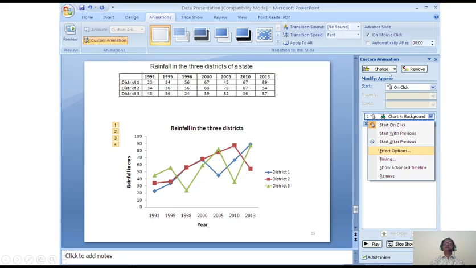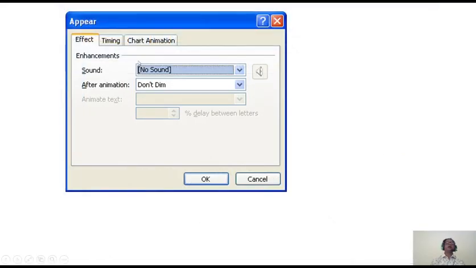Now here you come under animation. You select this and come under this animation tab. You will find that there is an effect option for that particular graph. So you just select the graph and come to the animation pane in your PowerPoint, and then you'll find that there is an option. Once you right click here, remove, timing, all these things, there will be an effect option. So if you click the effect option, this will come up.